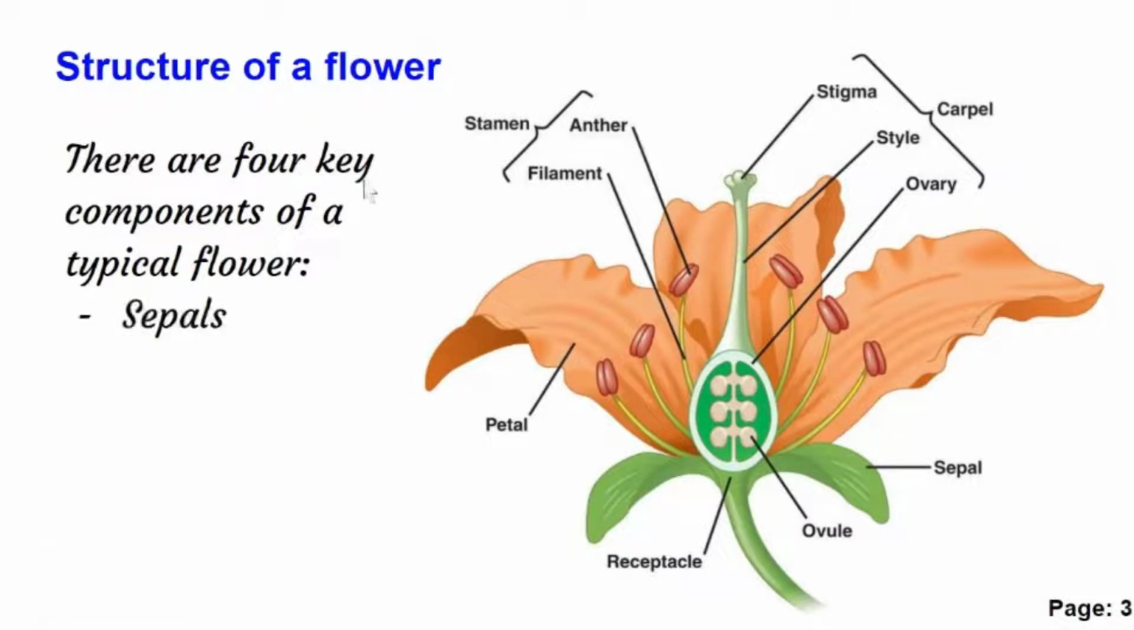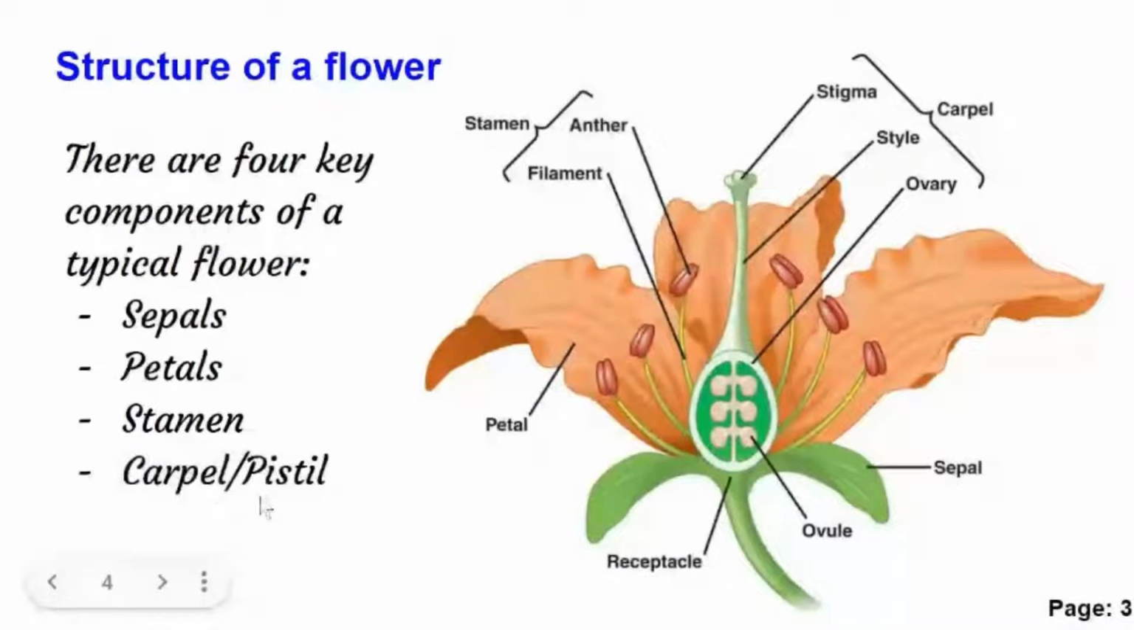So a flower has four parts. Sepal, which is usually green, but for other flowers it can be the same color as the petals. And the petals, the bright-colored part of the flower, and the stamen, which includes the anther and filament, and the carpel or pistil, which is made up of the stigma, style, and ovary.